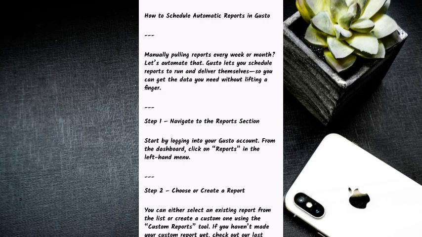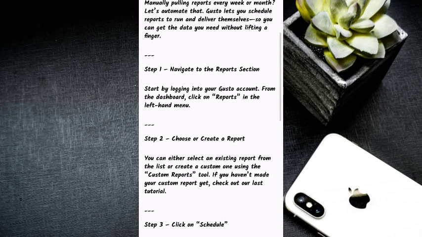Start by logging into your Gusto account, and then from the dashboard, click on reports, and that's in the left-hand menu. Now, step 2 is going to be to choose or create a report. You can either select an existing report from the list, or you could create a custom one using the custom reports tool. If you haven't made your custom report yet, check out our last tutorial.